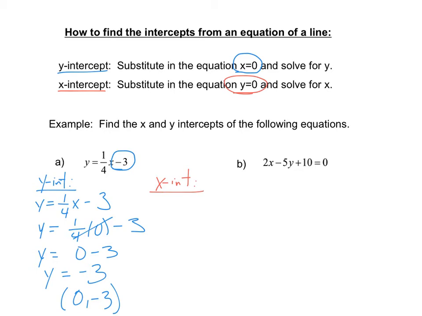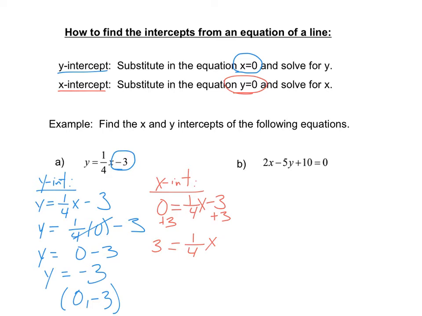I write my equation, but I replace the y with 0. So now it's 0 equals 1/4x minus 3. Now I isolate for x. I'll start by adding 3 to both sides. 3 equals 1/4x. Now I need to get rid of this fraction.